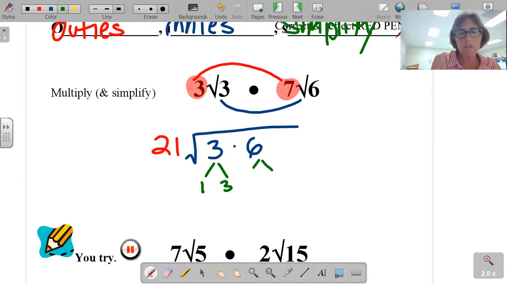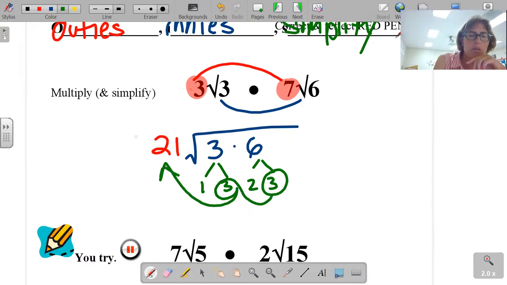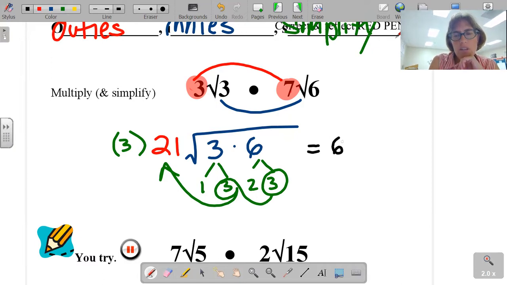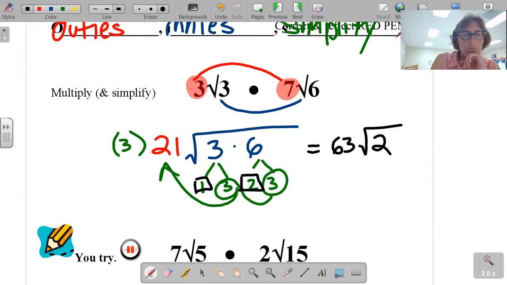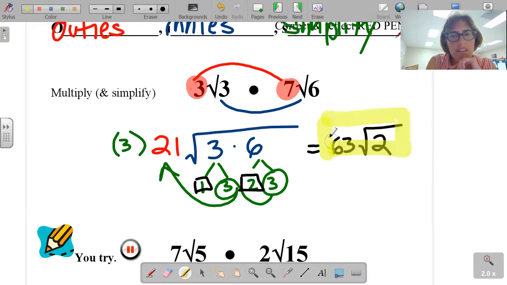I have a 1 and a 3, and a 2 and a 3. So I can see there's a pair here, and the pair is a pair of 3s, and they come out as 1. So 3 times 21 is going to end up being 63 square root, and I end up with 1 times 2, which is 2. Outies, innies, simplify.